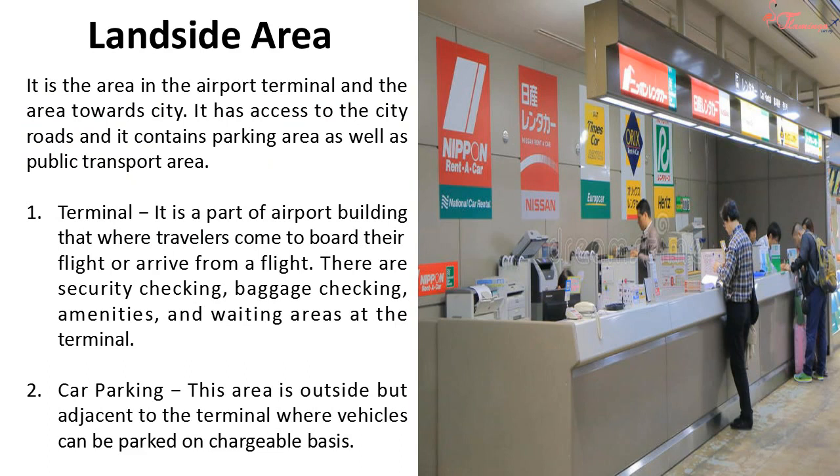Landside area: it is the area in the airport terminal and the area towards the city. It has access to the city roads and it contains parking area as well as public transport area. Terminal: it is a part of the airport building where travelers come to board their flight or arrive from a flight. There are security checking, baggage checking, amenities, and waiting areas at the terminal. Car parking: this area is outside but adjacent to the terminal where vehicles can be parked on a chargeable basis.